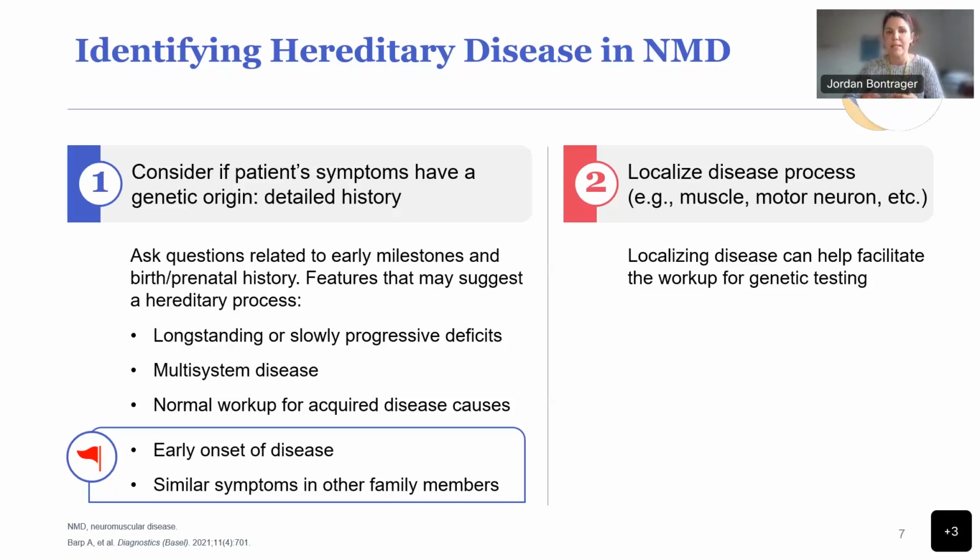The second piece is really localizing the disease process. So is this a disease of the muscle, the motor neurons, the peripheral nerves? That's going to help you guide your test choice and make the best decision in terms of where to test and the type of test to order.